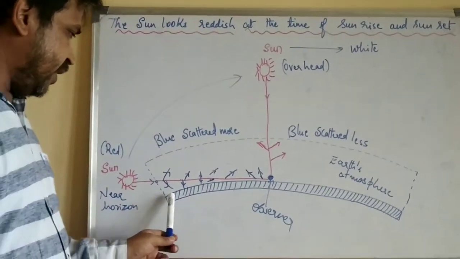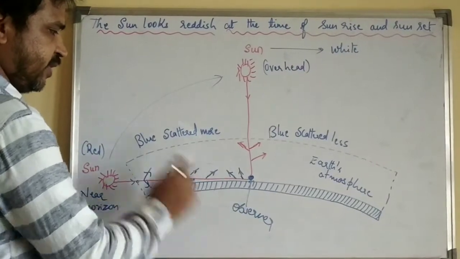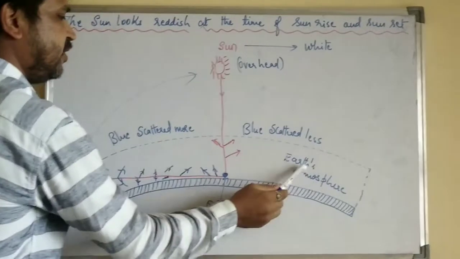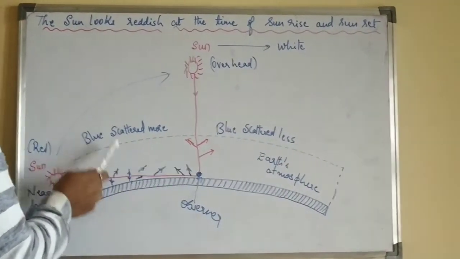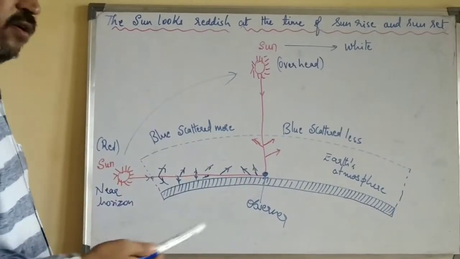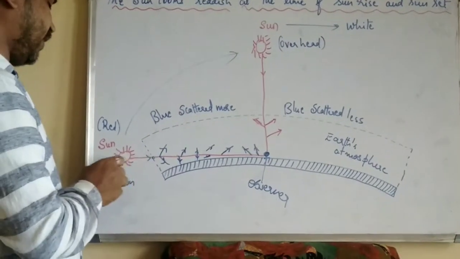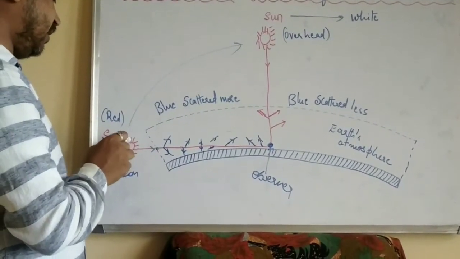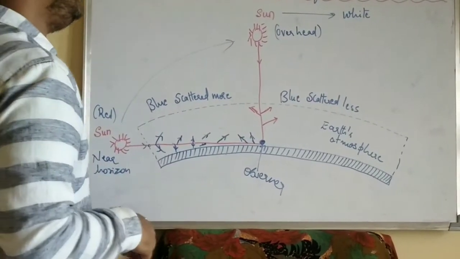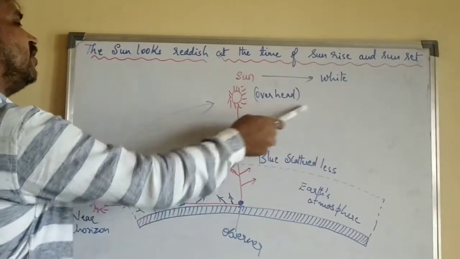Now you can see here, this is the Earth's surface, and here is the observer. Above the Earth's surface is space. This is the Earth's atmosphere. Usually the rising sun and the setting sun appear near the horizon. So that's why I have written the sun, that is the rising or setting sun, near the horizon, and the sun above the observer's head, on top of the observer's head. That's why I have written overhead.